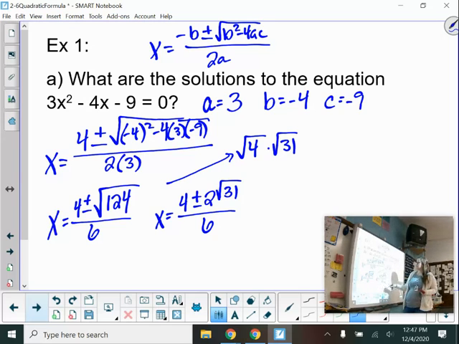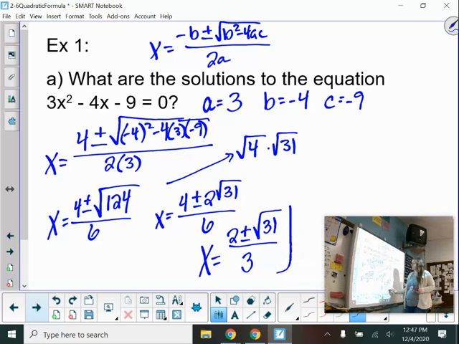Now, all the numbers on the outside, we can now reduce. We can divide those all by 2. The 31 can't be touched. So your final reduced answer is going to be 2 plus or minus, you can put the 1 if you want, but you don't have to, square root of 31, and then divided by 3. Now remember, this does give you 2 answers. You have 2 plus the square root of 31 and 2 minus the square root of 31. So just remember that. It's not a single answer, it's actually 2 answers.